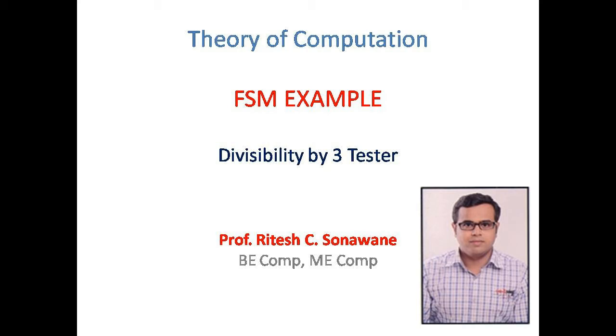In this video, we have to design a finite state machine for a divisibility by 3 tester for a decimal number consisting of digits from 0 to 9. The output will be either 1, meaning yes, it is divisible, or 0, meaning no, it is not divisible.